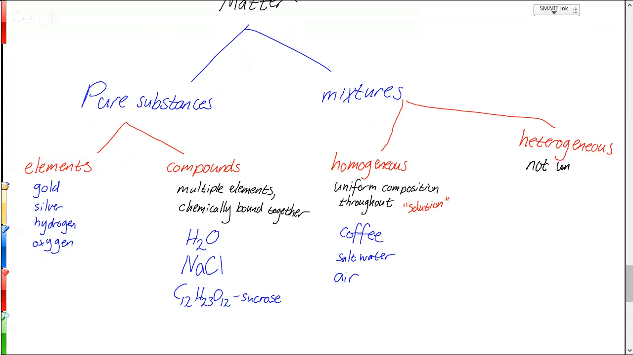So then the last one is the heterogeneous mixture, where it's not a uniform composition throughout. We would just say not uniform or separated, however you want to think about that.